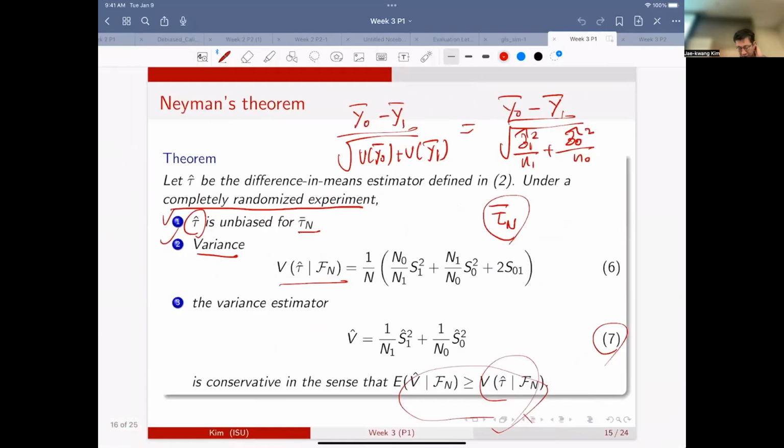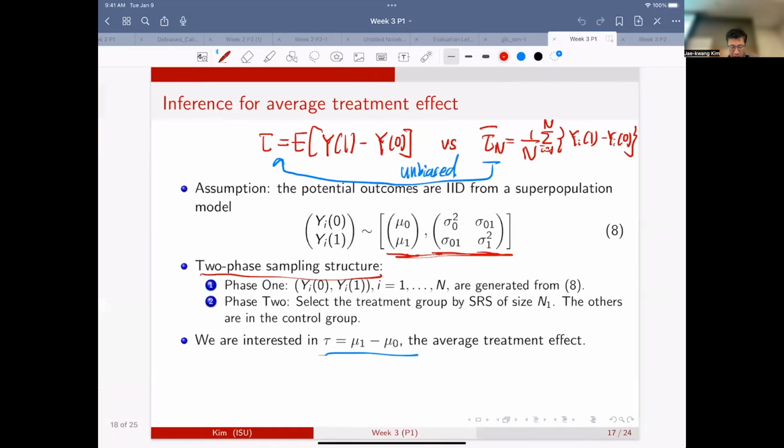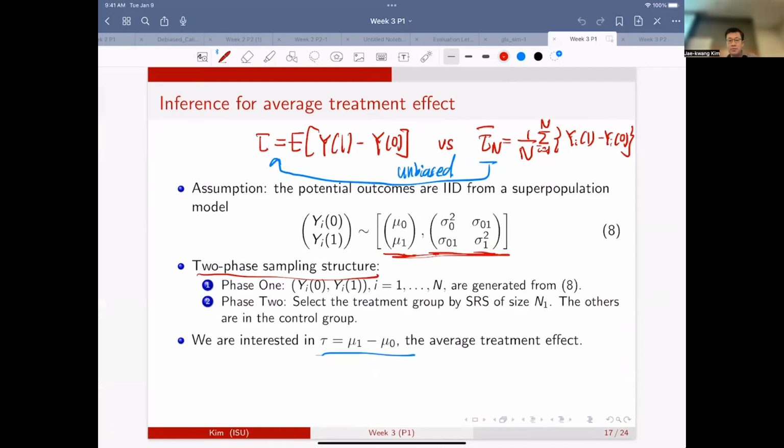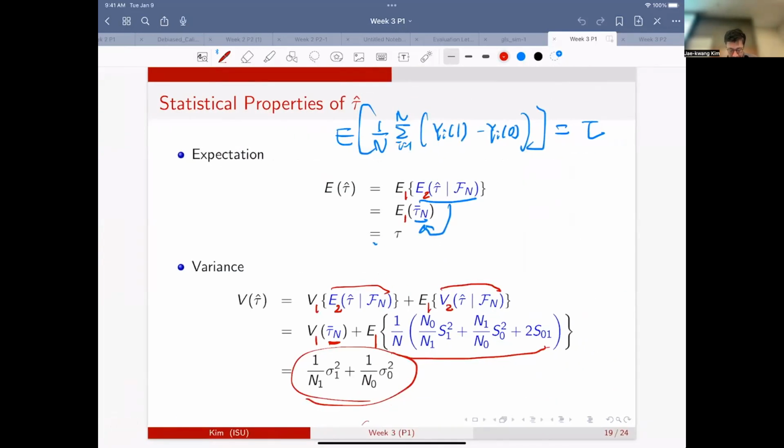So the Neyman theorem developed design-based inference, but the variance estimator is conservative in the sense that it overestimates the true design variance. But if you use a superpopulation model and apply the two-phase framework, then you can obtain the exact variance. So you have an extra term. This one is the extra variance due to the randomness from the phase one sample, right?